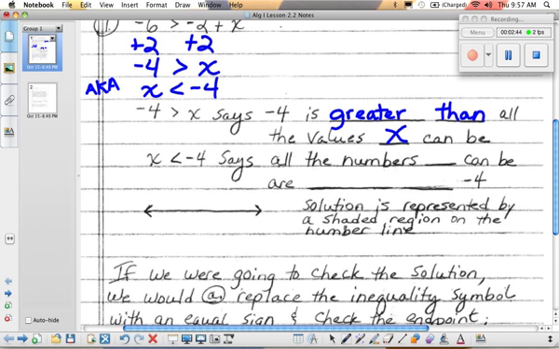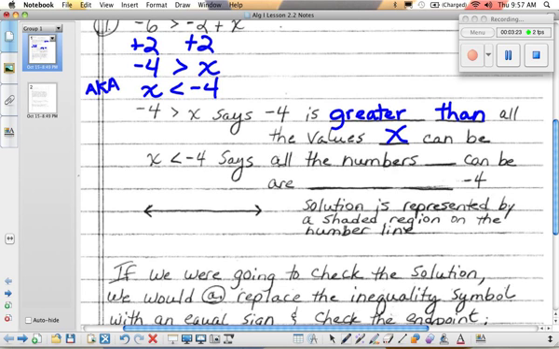So let's visualize that. If negative 4 has to be greater than all the values x can be, I'm going to go to my number line here. Give me some examples of some solutions for this inequality. Negative 6. Is negative 4 greater than negative 6? Yes. So if we were going to graph this on the number line, which side of the starting point would be shaded, the left or the right? The left.